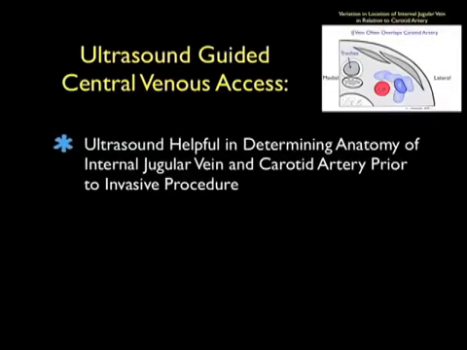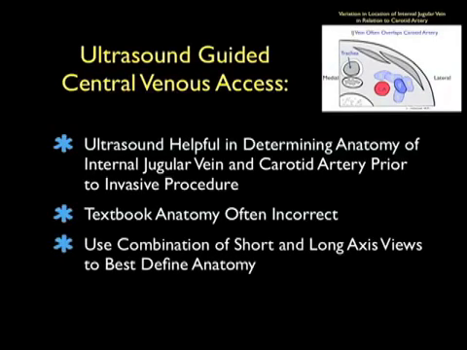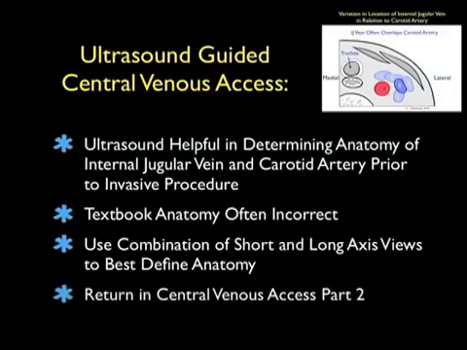In conclusion, thanks for tuning in for part 1 of ultrasound-guided central venous access. I hope I've been able to drive home the point that ultrasound is very helpful in determining the relative anatomy of the internal jugular vein and carotid artery prior to an invasive procedure, as the textbook anatomy of the vein to artery is often incorrect. It's best to use a combination of short and long axis views prior to a puncture attempt to best define the anatomy. So I hope to see you back in the future as we continue and return for Central Venous Access Part 2.